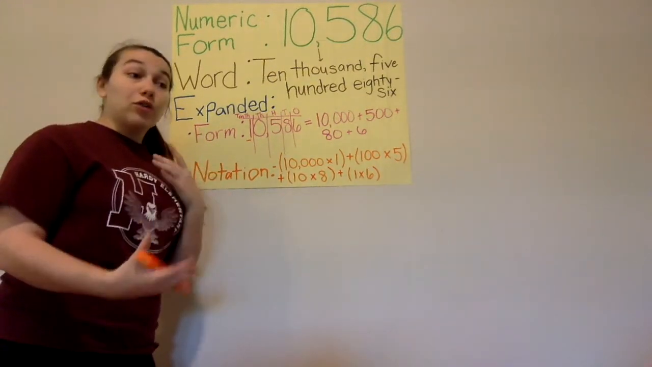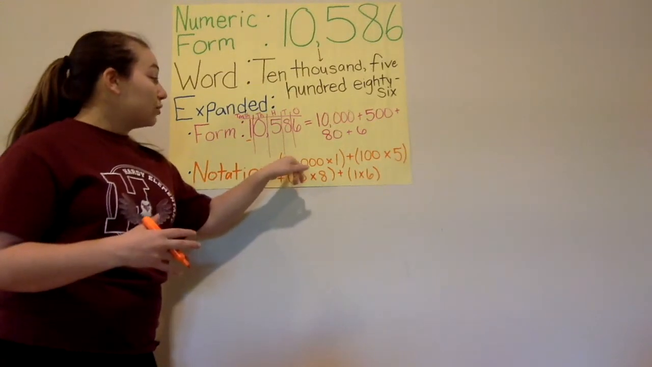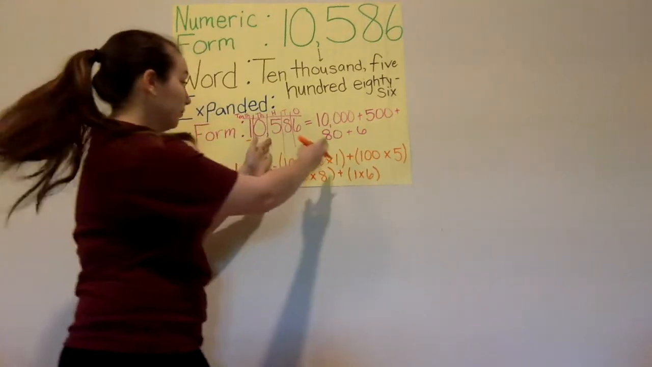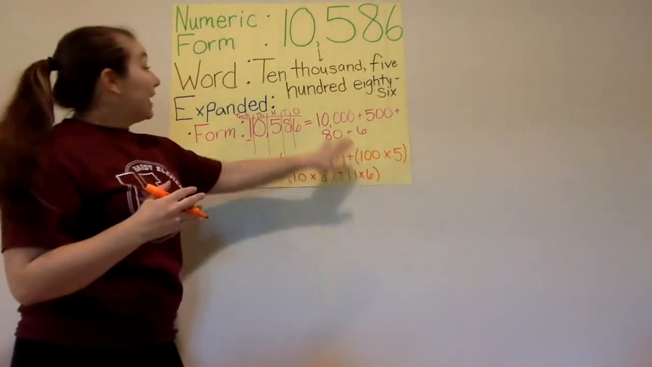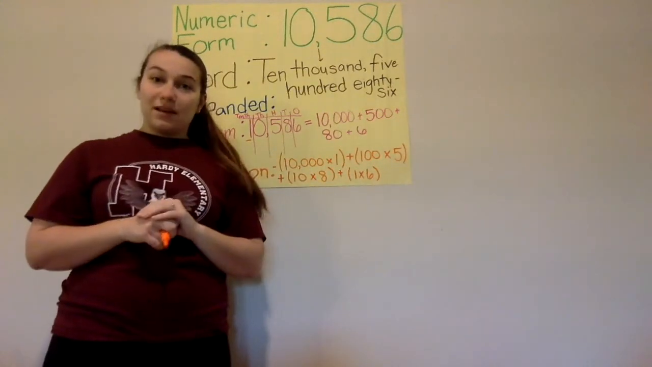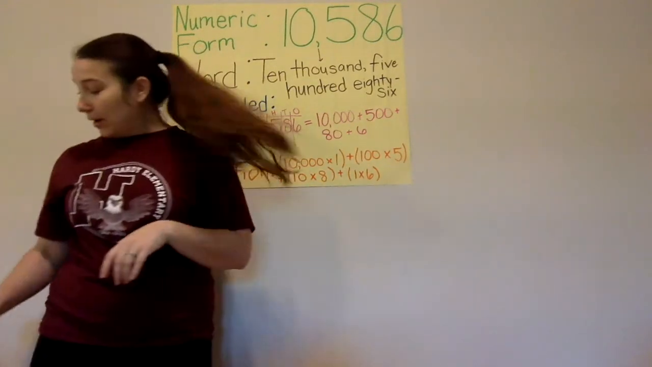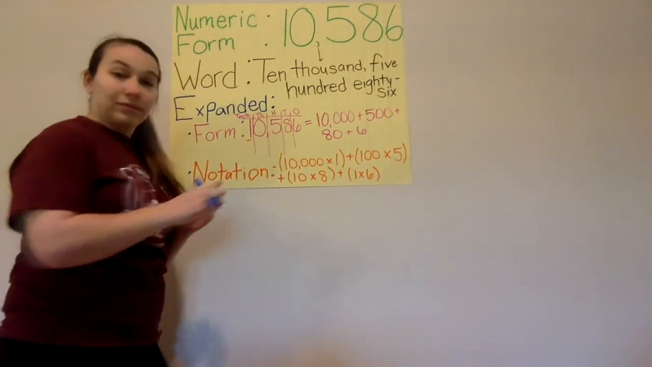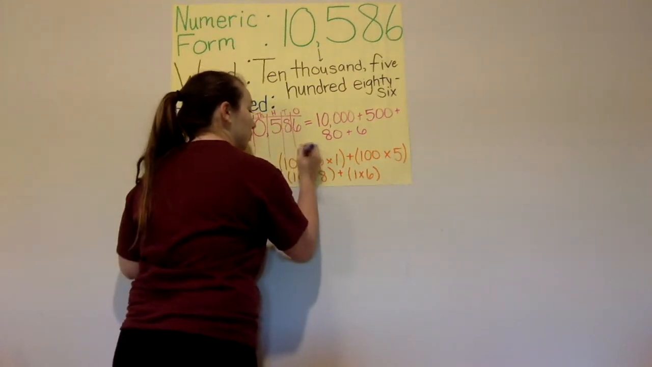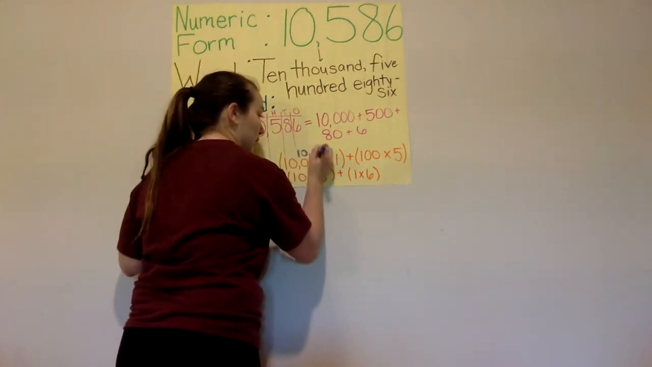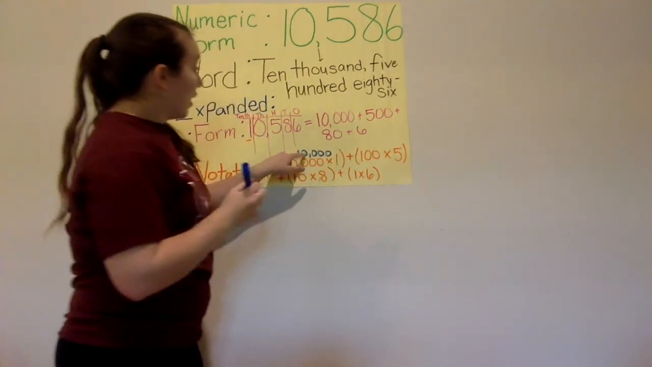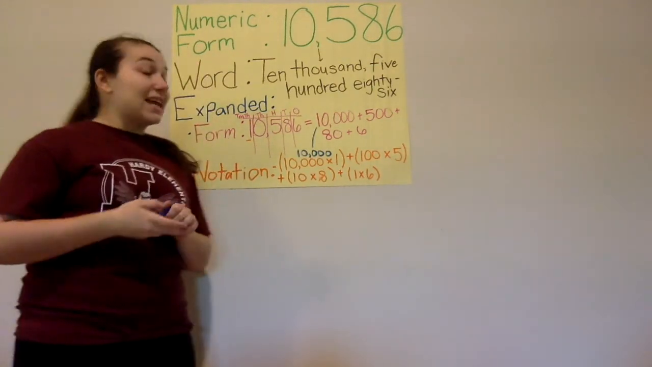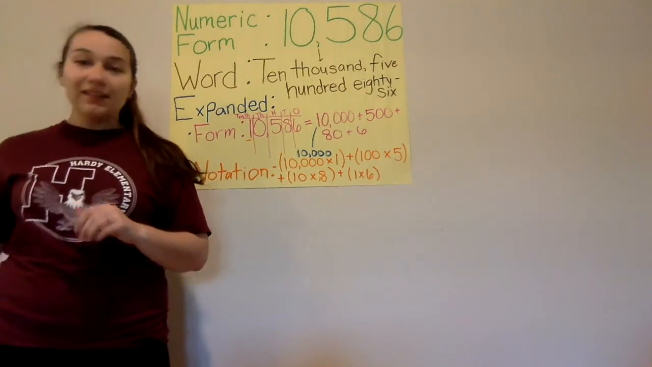And now, if I want to go check my answers, I should be able to multiply each of these parenthetical sections and get the numbers we put in expanded form. So I'm going to go ahead and check that really quickly. So what's 10,000 times 1? 10,000. All right, so these match up right here. All right, the next thing we're looking at is 100 times 5. What is that?